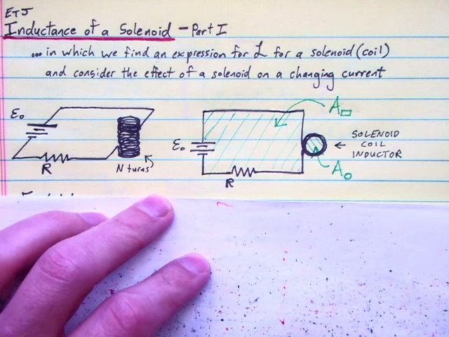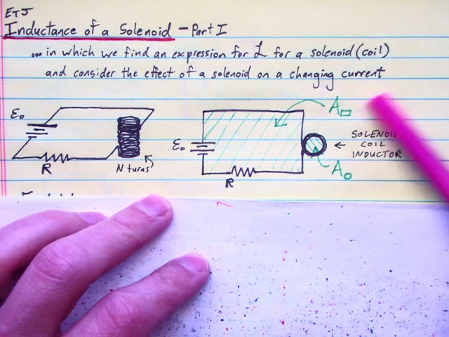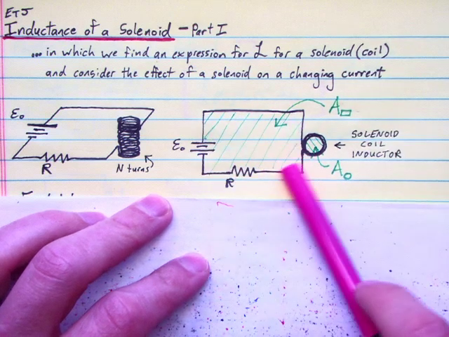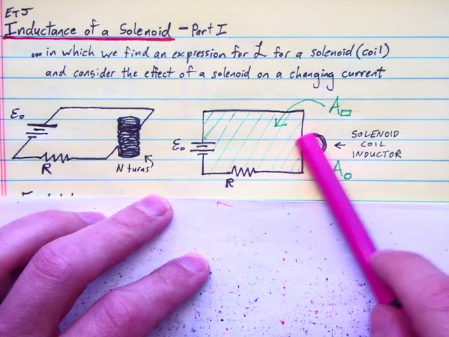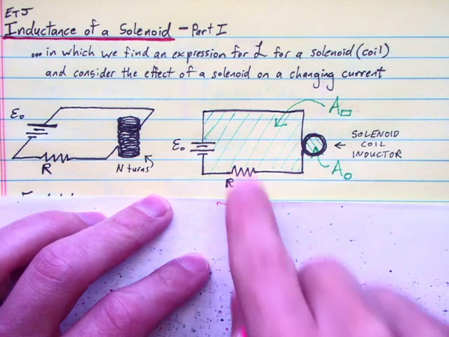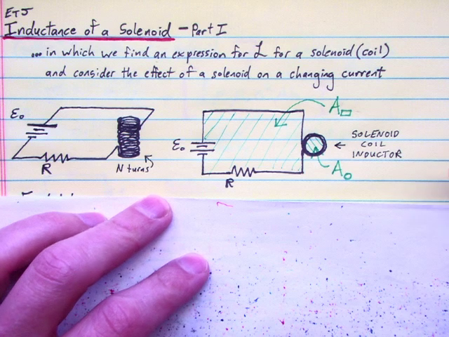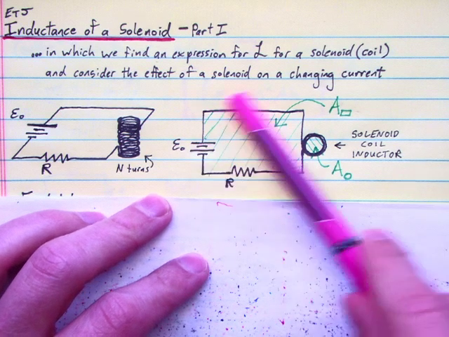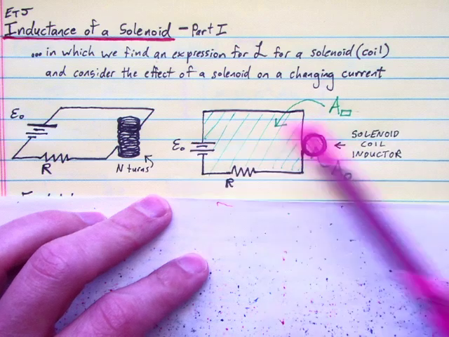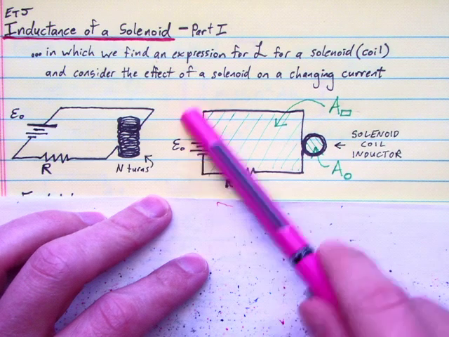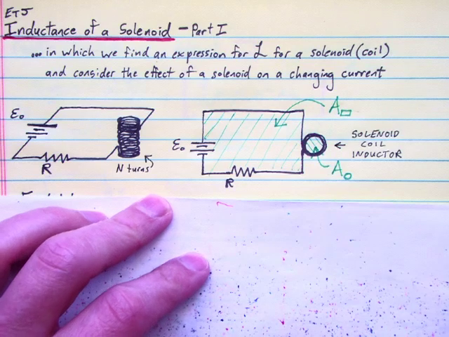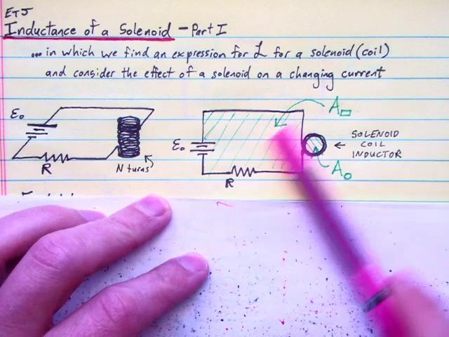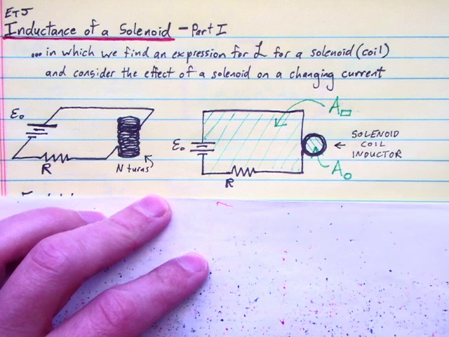So I've identified two different areas here, the area of this rectangle that's relevant and the cross-sectional area of our solenoid. We care about those areas because we care about the magnetic fields that currents in these wires are going to be generating. If these wires are generating magnetic fields, then there's going to be magnetic flux through this area and magnetic flux through that area.